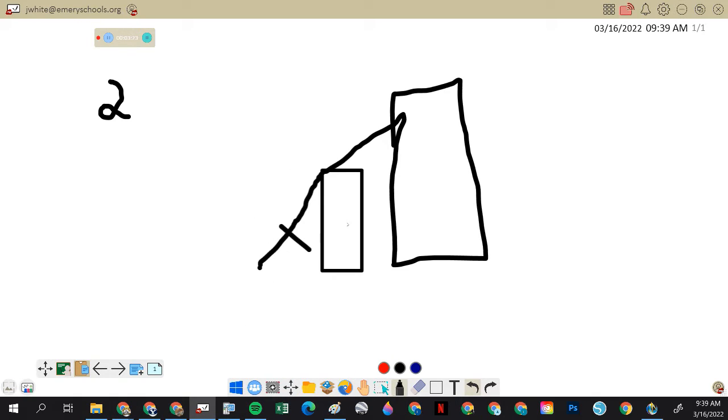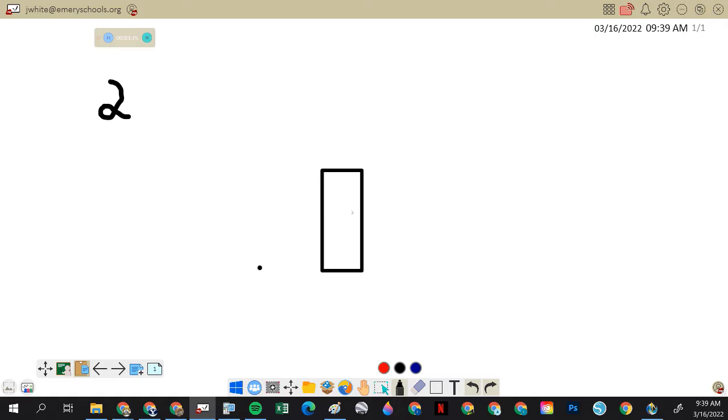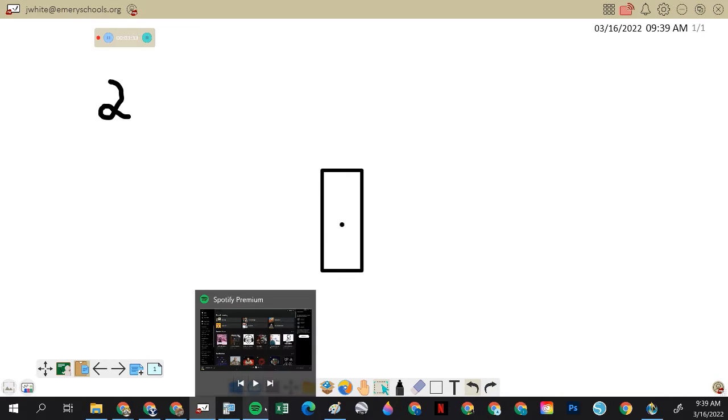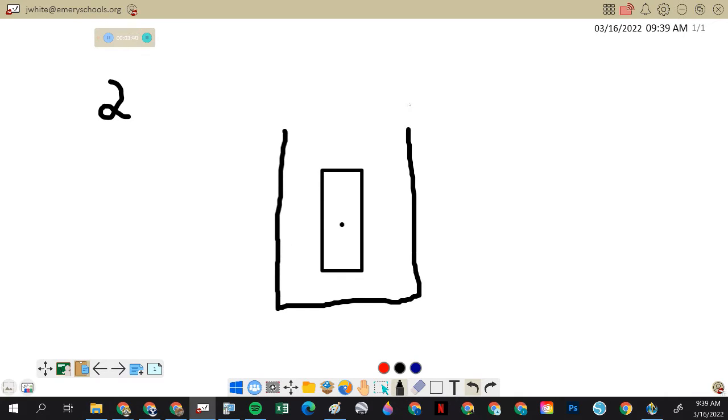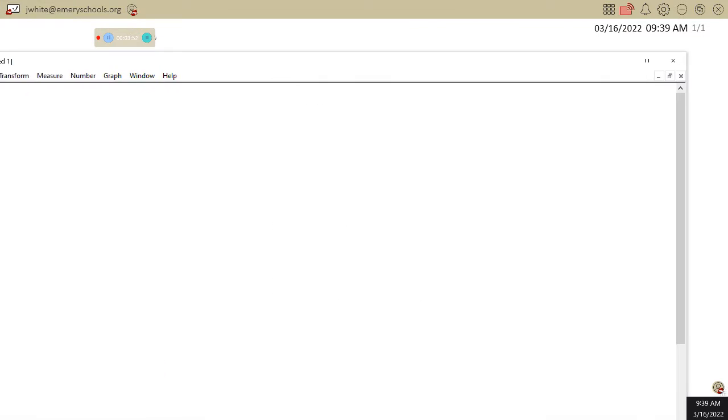What if I put the dilation point inside the rectangle? So what if I move this to right there? What's going to happen? My rectangle will be twice as big, and it will just cover that. Okay, so I have a little geometric program that I'm going to show you.